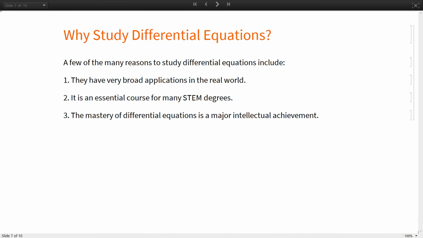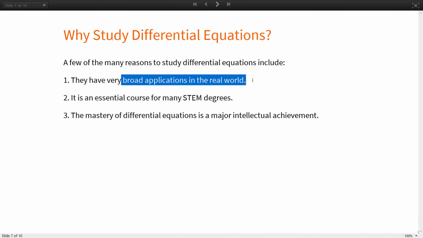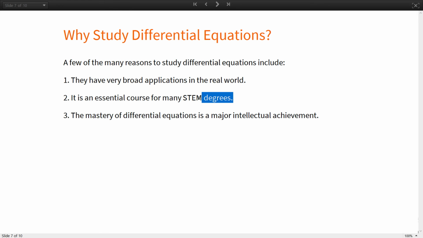It is reasonable to ask why one would be interested in studying differential equations. As we mentioned on the previous slide, differential equations have a broad application in the real world across many areas of study. It is for this reason that differential equations are an essential course for many degrees in science, technology, engineering, and mathematics. These types of degrees are often called STEM degrees. Aside from having practical applications in the real world, the mastery of differential equations is a major intellectual achievement.